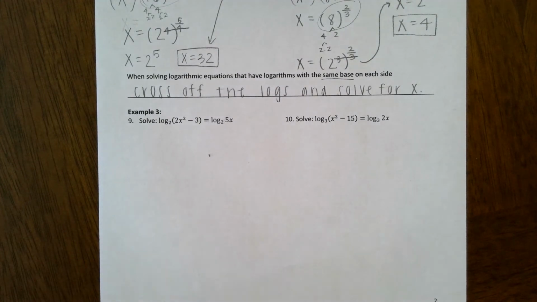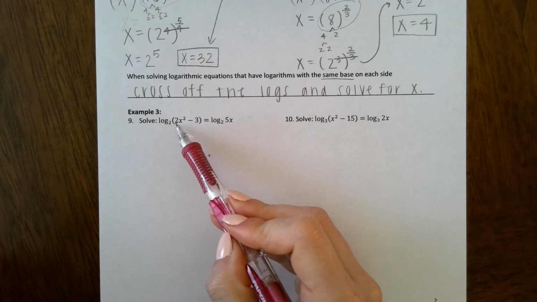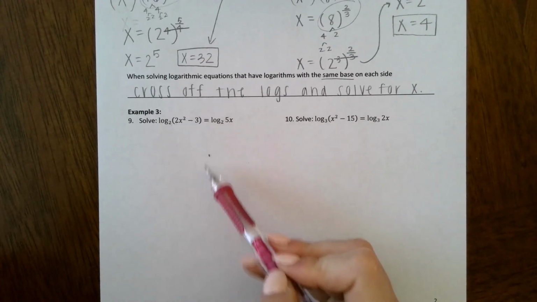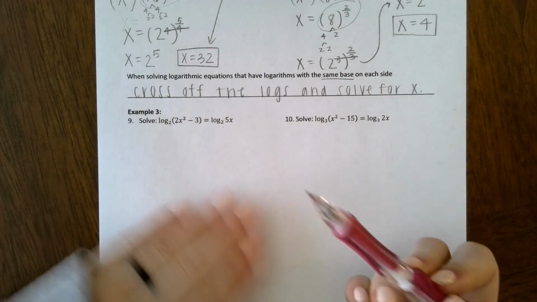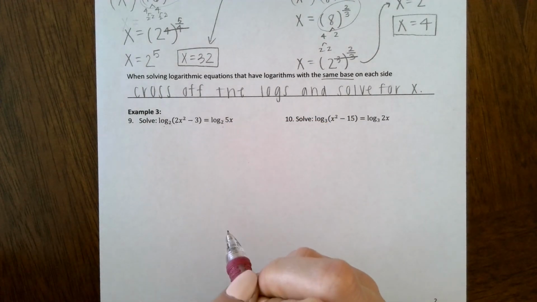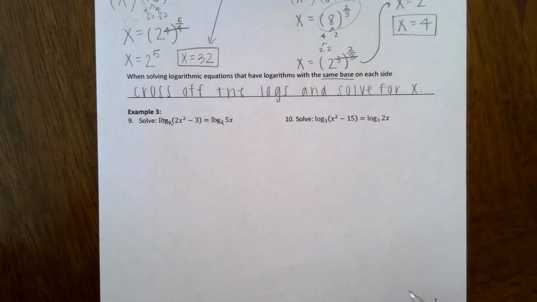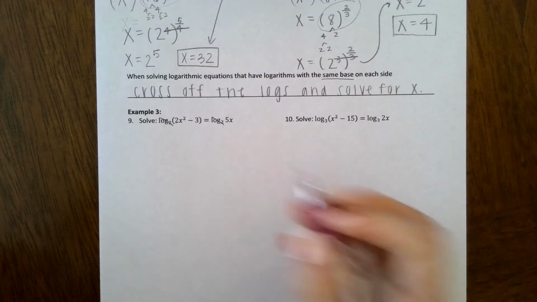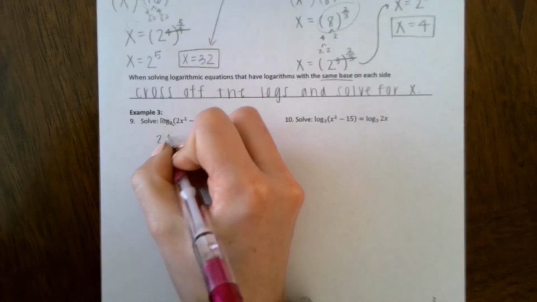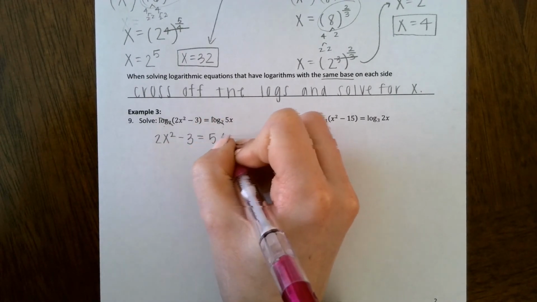So let's go through the number 9 together. Number 9 says solve log 2 of 2x squared minus 3 equals log 2 of 5x. I'm noticing that both sides of my equation have log 2 on them. So I'm going to go ahead and cross off the log and the base. That should leave me with 2x squared minus 3 equals 5x.